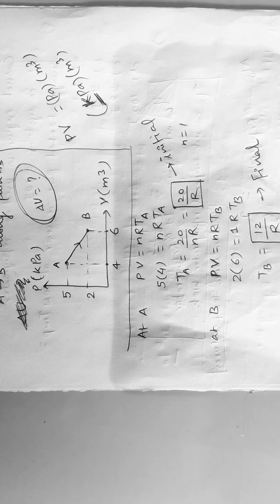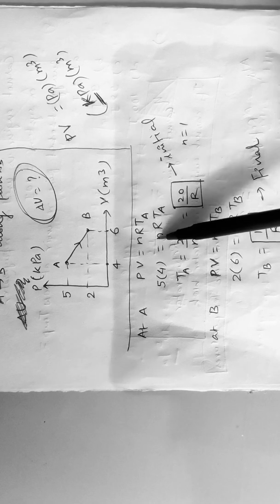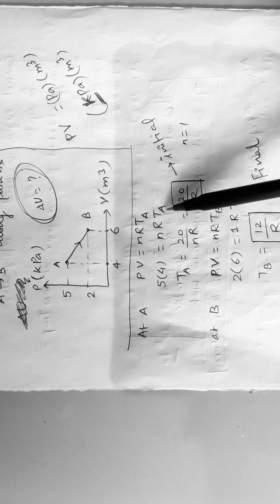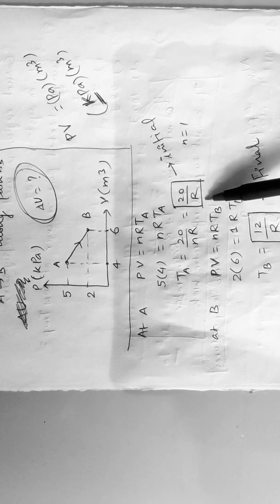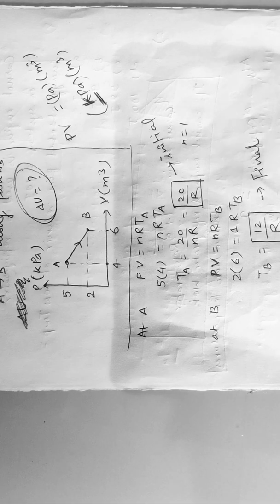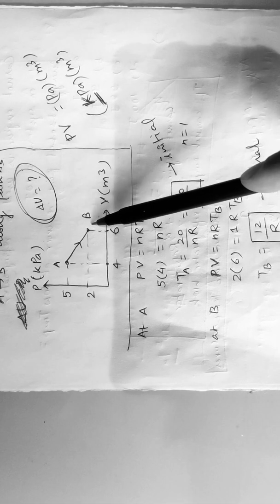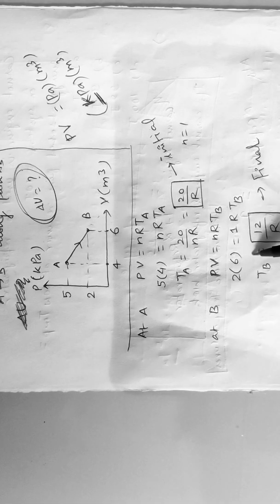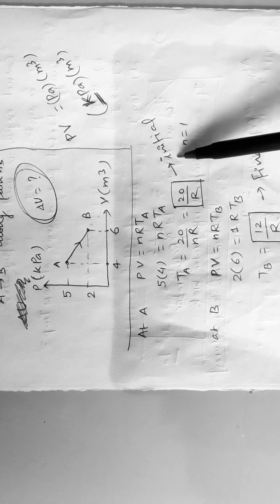So we have written pressure and volume here, and then nRT: PV is equal to nRT. We have applied the ideal gas equation at point A. Now temperature at A will be 20 by R. Okay, now let's talk about B. At B we apply the same relation, the ideal gas equation, PV is equal to nRT, with PV being 2 and 6, and nRT, so TB will be 12 by R. So this is the final temperature, and this is the initial temperature.